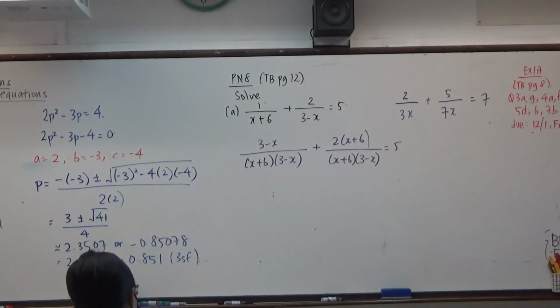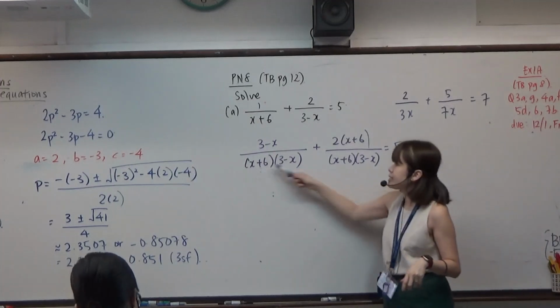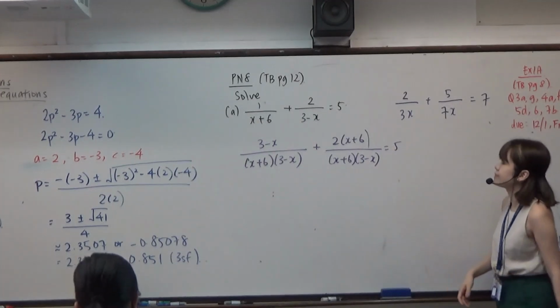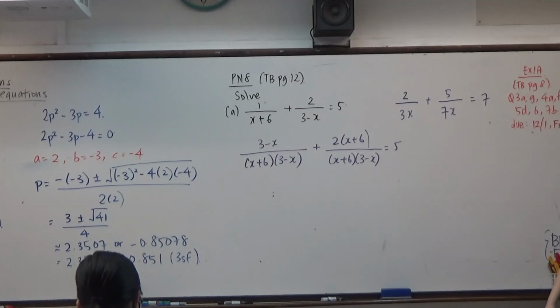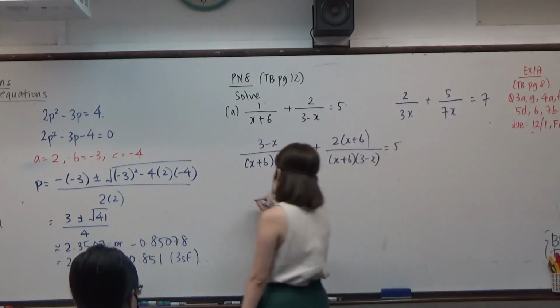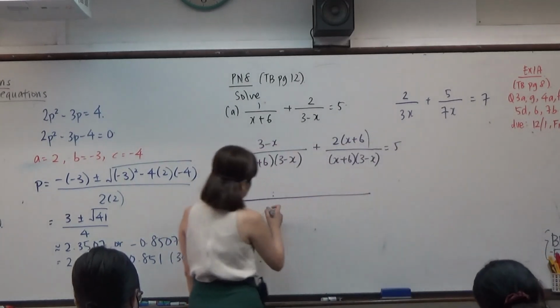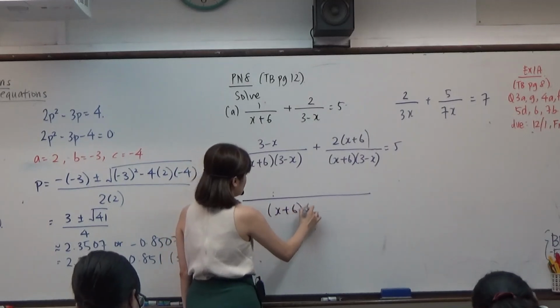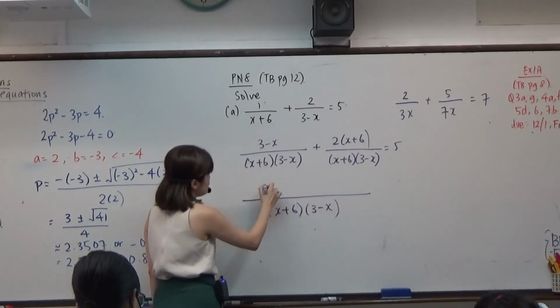Our common denominator to be x plus 6 times 3 minus x. Okay? So that will be the lowest common multiple of two fractions. Any questions? Yeah? So then, combine it into a single fraction if you like to. In fact, you should at some stage.